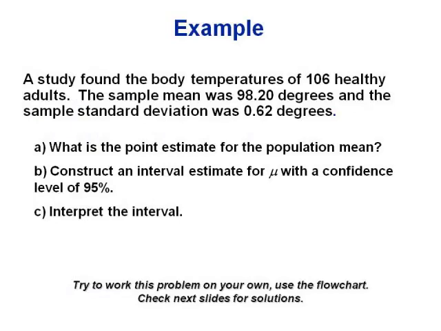Now we'll do a t-interval example, pretty similar, but it looks a little bit different. This is slide 67 from 7.4. A study found the body temperatures of 106 healthy adults, so that's our N. Sample mean of 98.20, sample standard deviation of 0.62. We only have the sample standard deviation, so we need to do a t-interval.